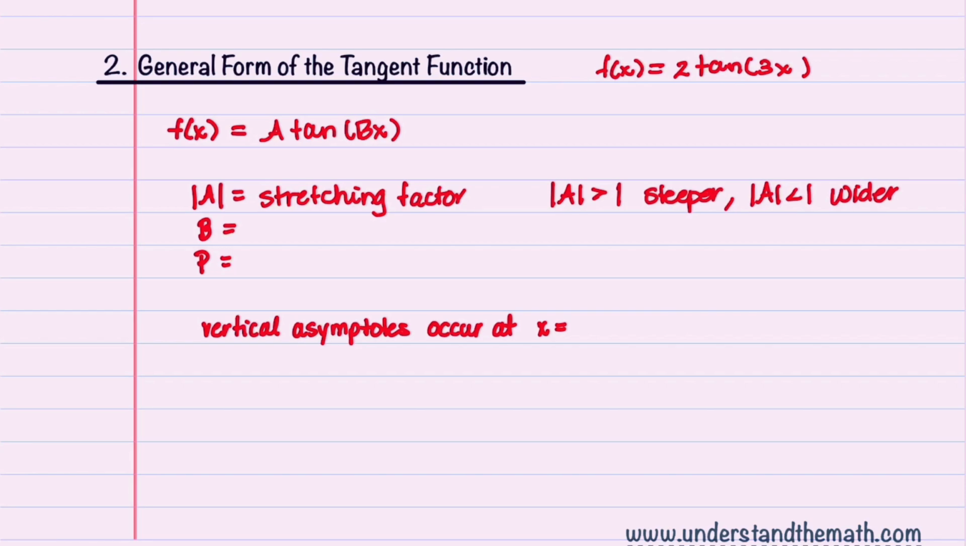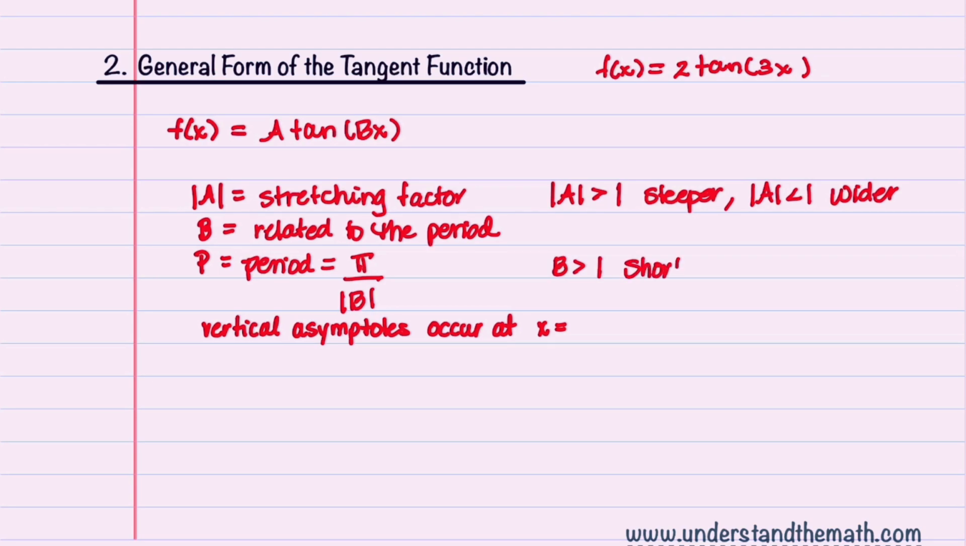B is our quantity related to the period. And P is equal to our period, which is equal to pi divided by absolute value of b. We can say that if b is greater than 1, we have a shorter period. And if b is less than 1, we're going to have a longer period.